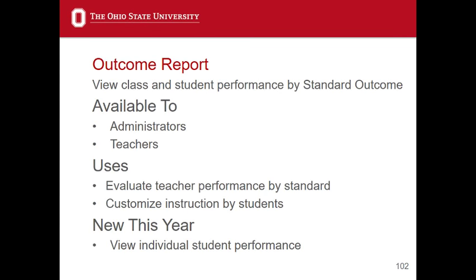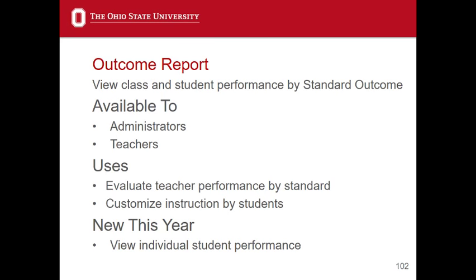Now to the outcome report. The outcome report is probably different than most of the other reports in that it doesn't tell you how a student did on an entire test. It's really about how they're doing on those standards that make up the test. So you can use this a couple ways. You might use this to evaluate your teachers based on those performance standards. So you might say, hey, you're doing really good on all of these standards. Your instruction for these standards might need some additional work.